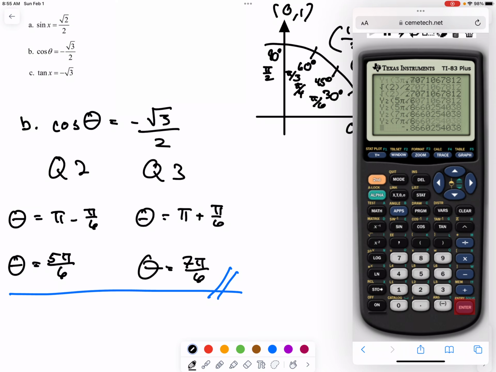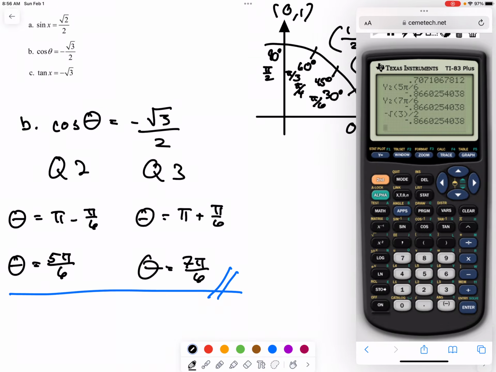Okay, we should get the same. And then let's confirm that that corresponds to a negative root 3 over 2. Negative square root of 3 over 2, like this. Okay, so we're good there.